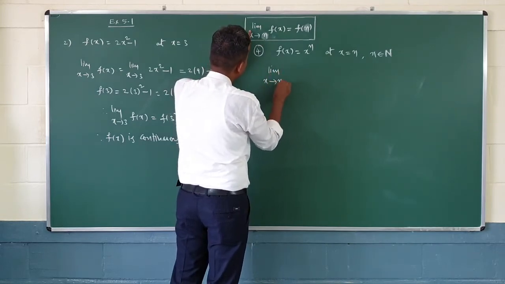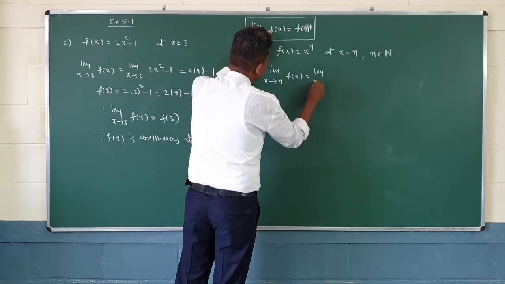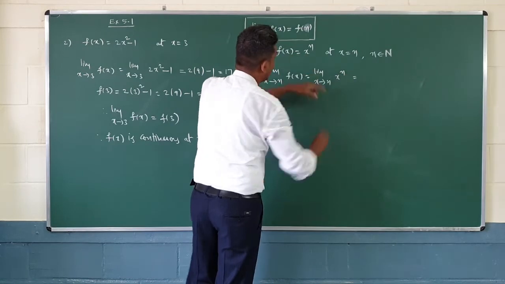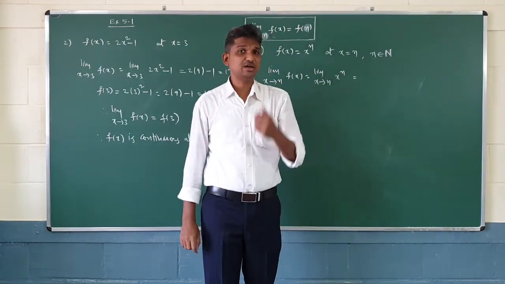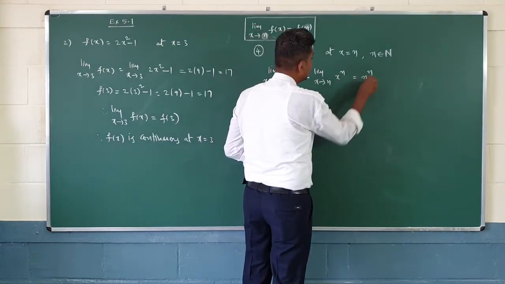Now what I will do first, I will calculate this part. Limit x approaches to n, f of x. What is f of x? F of x is x power n. How to calculate this limit? In limit problem, for any problem, first we try by direct method. In place of x you write n. This is n power n.